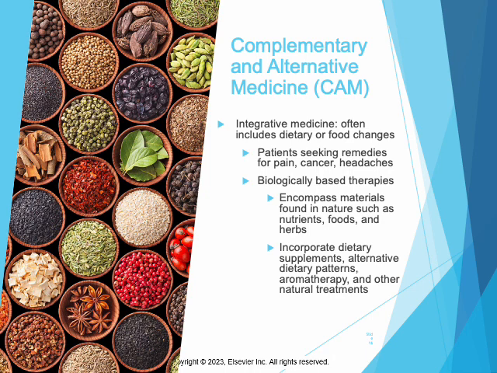Patients that may seek complementary and alternative medicine are those that have pain, cancer, headaches, dietary intolerances. And we think about the biologically based therapies that will use materials that are found within nature, such as different nutrients, foods, and herbs, to treat, and also incorporating supplements. Maybe a patient will take an alternative dietary pattern. They use aromatherapy and other natural treatments.